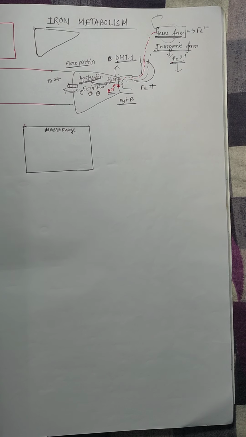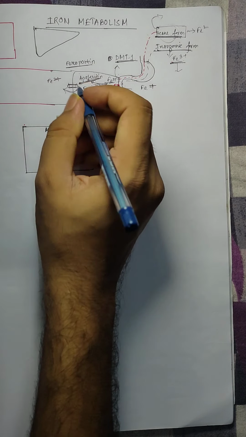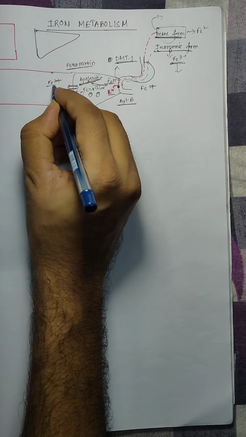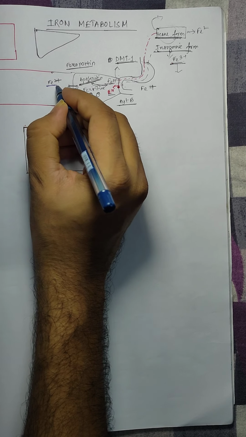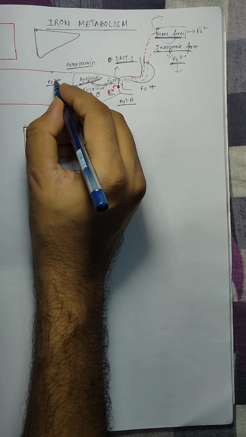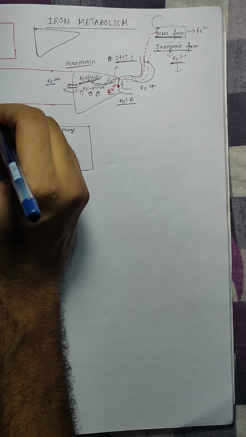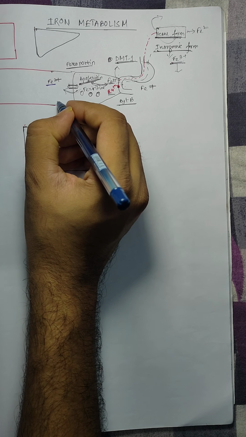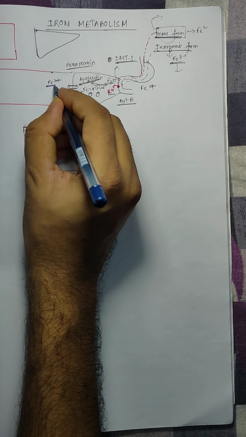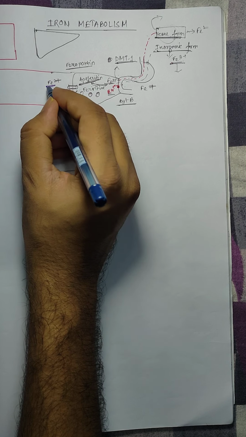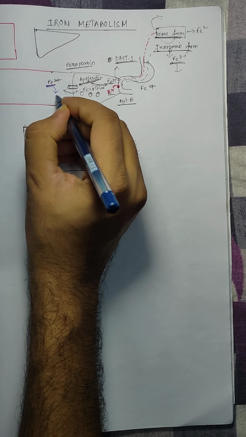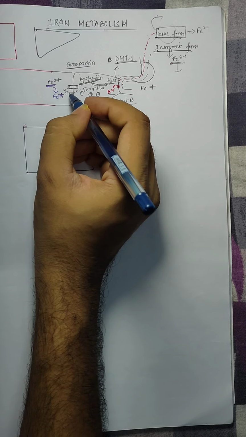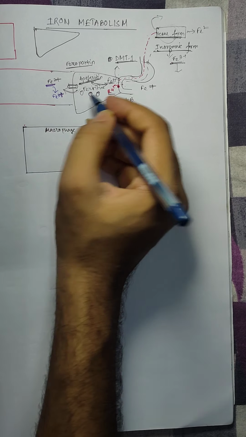But you must remember that in the Fe2+ state the iron cannot be transported. So that is why another enzyme here helps in the oxidation of this Fe2+ to Fe3+. That oxidase is known as hephaestin.